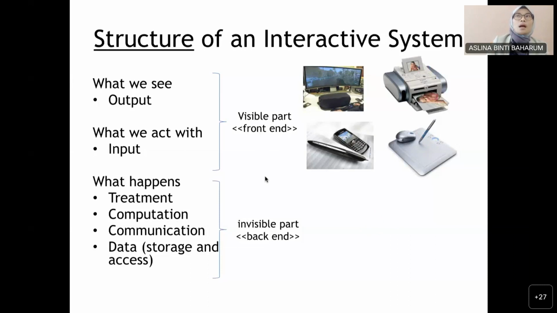And the structure of interactive system. Remember that our course is about programming interactive systems, right? So we should understand the structure of it. We have the front end and back end. The front end is the visible part that you can see and act on. The back end is the invisible part, where the data, the treatment, the computations, the communication, and so on happen at the back.